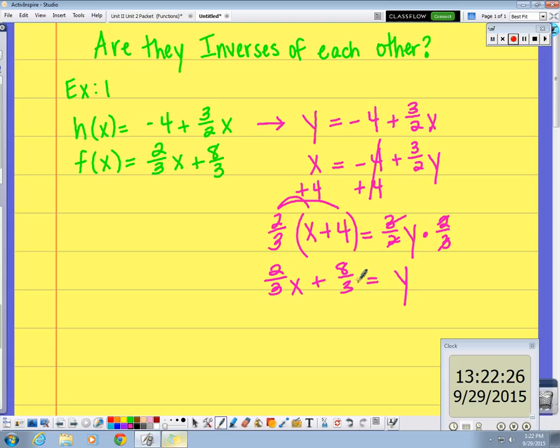Does that look familiar? Look. Doesn't that look just like the other function? Yes. So that means, yes, they are inverses of each other. Because when we found the inverse of one, it was the other function. That's cool. Now, I'll give you a second to copy that, and then we're going to example 2.